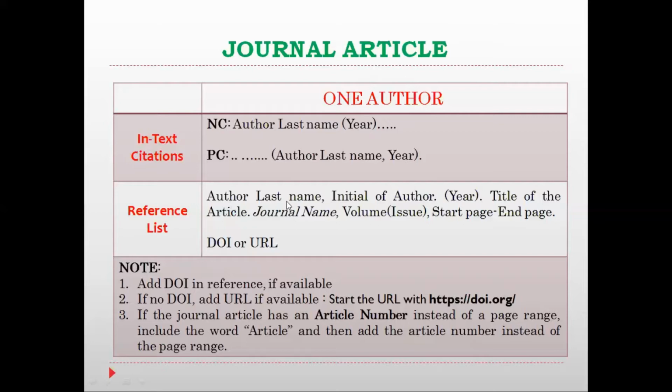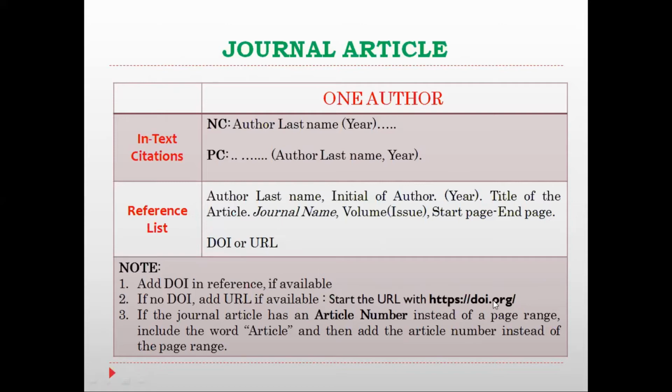In the reference list, it will be Cruise, comma, T., and the year of publication of the article, then the title of the article, and the journal name in italics, then separated by a comma, the volume, and within parentheses the issue, again separated by a comma, and then the start page to the end page. If it's online, you have to give a DOI if there is any, the digital object identifier. If there's a DOI, you put the DOI link just after the end page. If there's no DOI, then you use the URL, the address of the article.